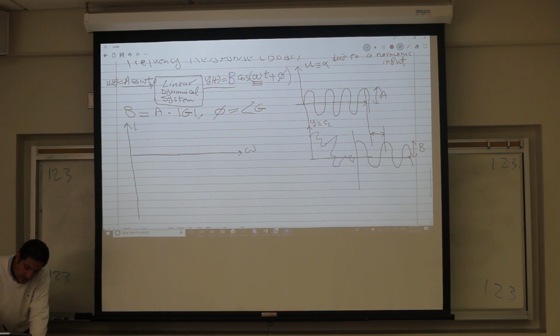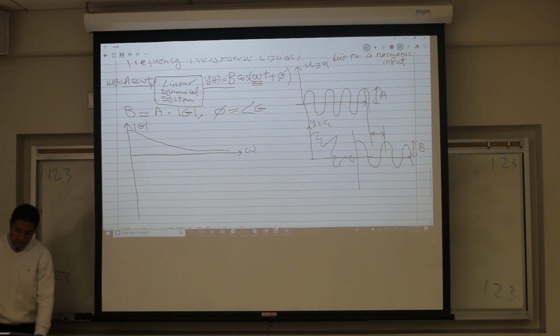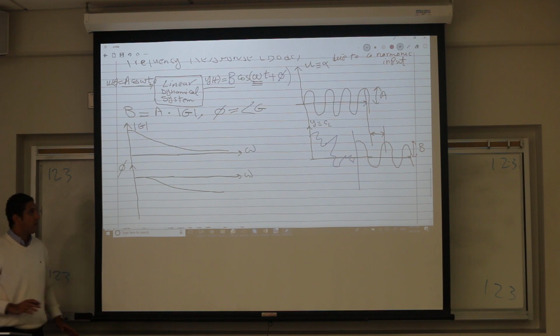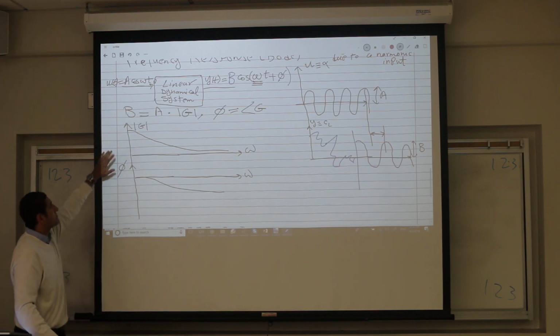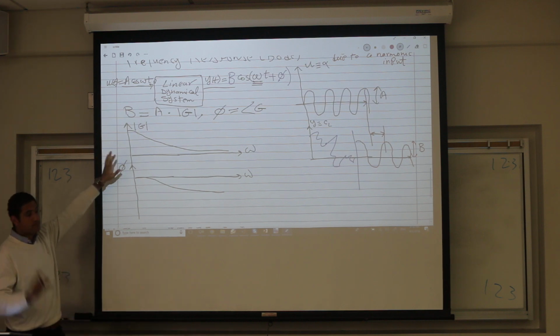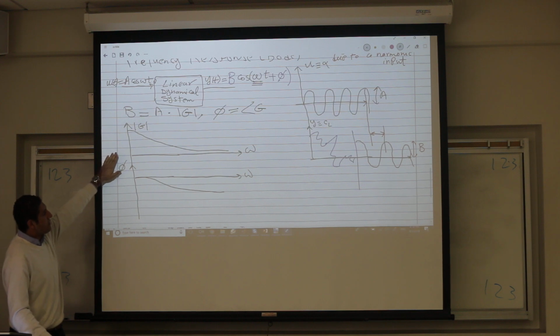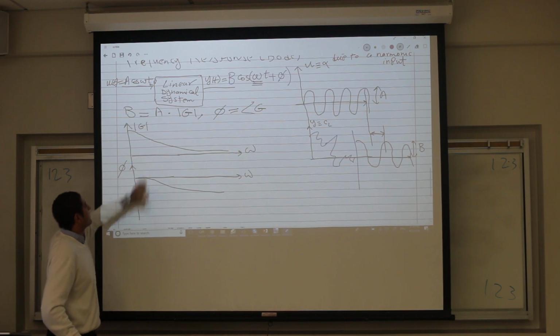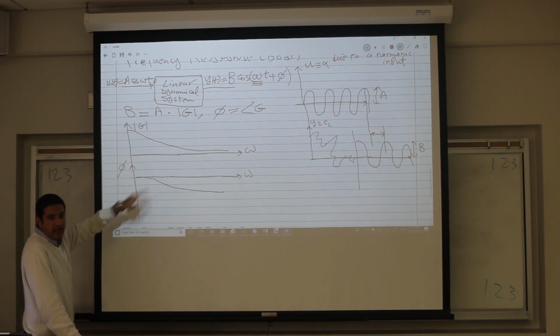It turns out that this magnitude depends on the frequency, and the phase also depends on the frequency. And this is very important to realize. So what do you mean here? What do you mean when you have this figure? If someone magically gave you this figure, how to interpret?